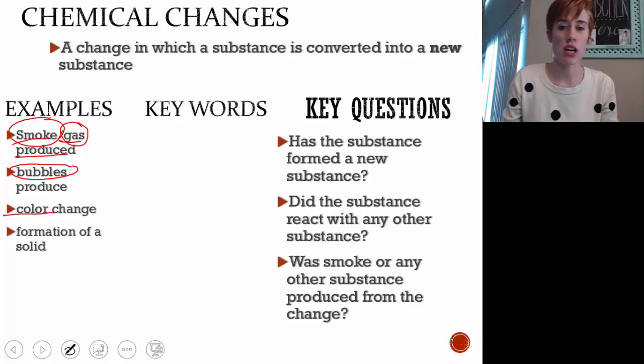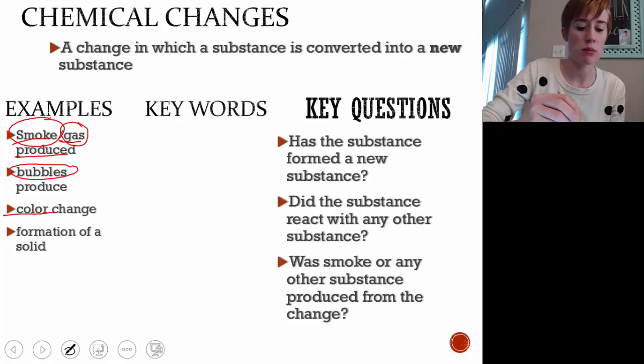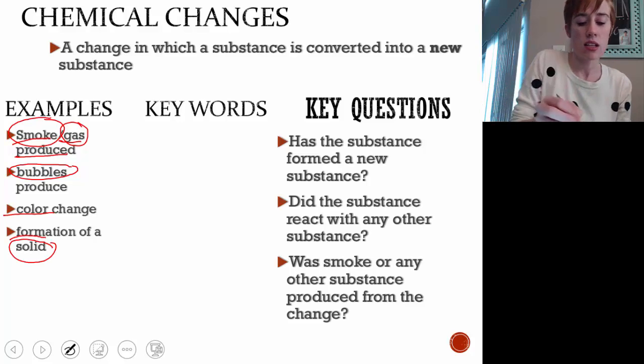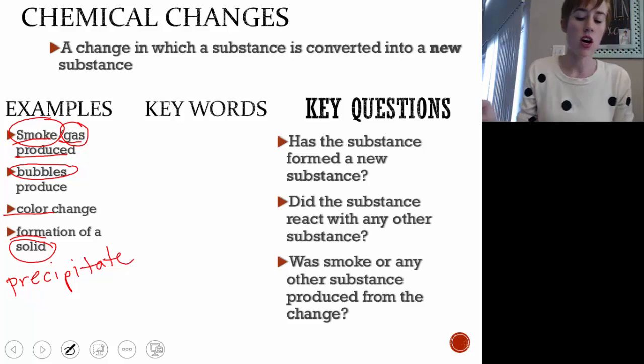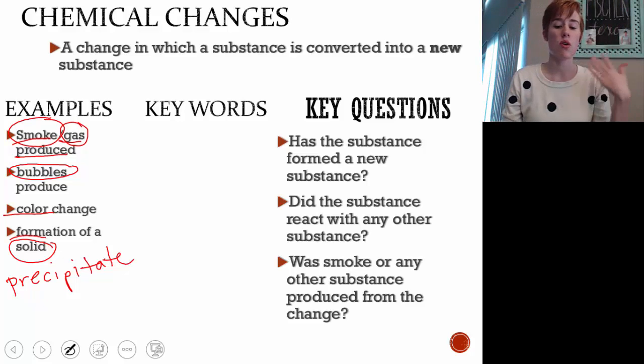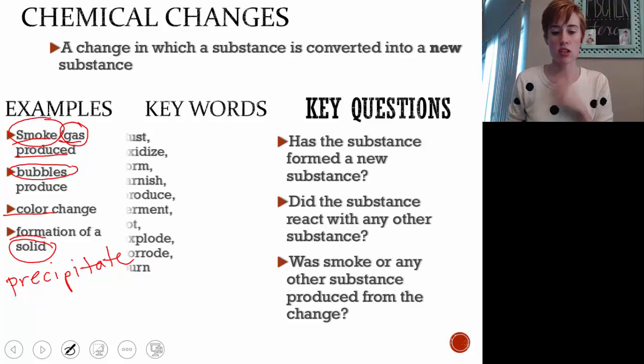If there's a color change, that's an example of a chemical change. That means a reaction's taken place. Or if you form anything new, you could form a solid. Solids are also called precipitates. Precipitate. So if a precipitate or a solid has formed, then that's going to be an example of a chemical change. And here are some key words.